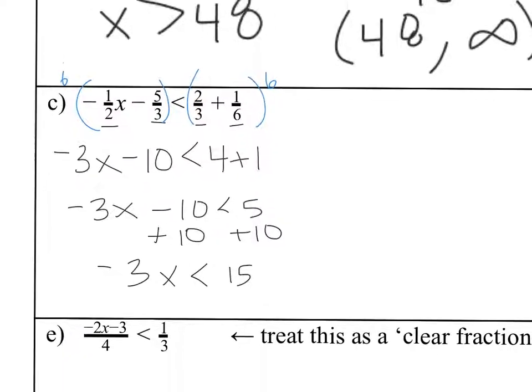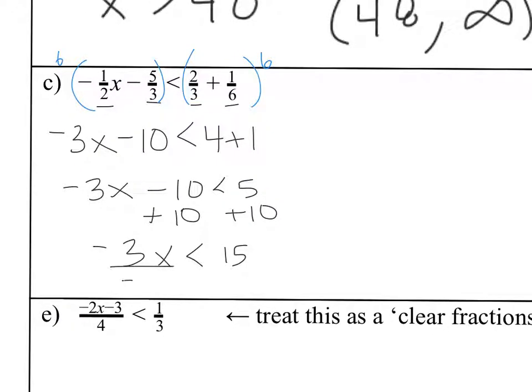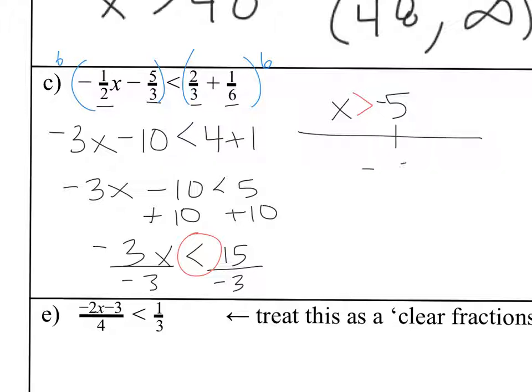And then I'm going to divide by a negative. So remember, when you divide by a negative, you've got to change the sense of the inequality. So now it's going to turn into x greater than -5. So it's going to be an open circle at -5, shaded to the right. In interval notation, it's starting from the left at -5, but it doesn't include -5, and it goes to infinity.